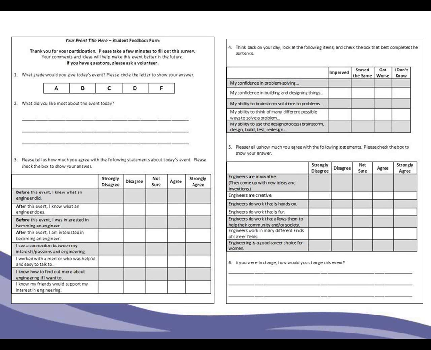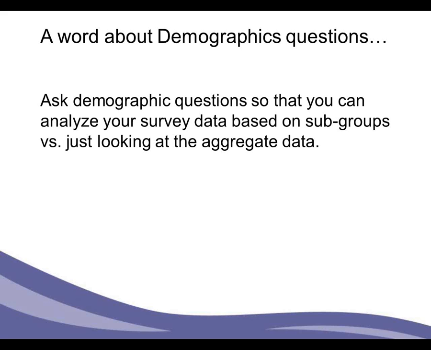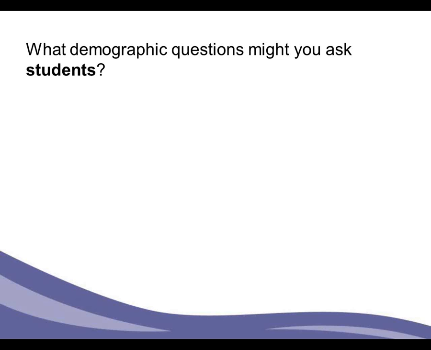You'll find core surveys like this in the toolkit where all you have to do is delete the questions that are not needed based on your specific objectives. There is a last type of question that I wanted to mention. That is the demographics question. You ask demographic questions so that you can analyze your survey data based on subgroups versus just looking at the aggregate data. So, for example, what demographic questions might you ask students?